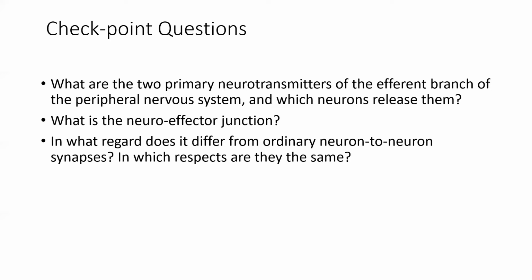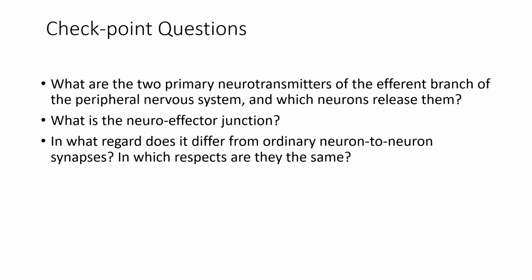And the neurons that release them: the preganglionic neuron releases acetylcholine. In the sympathetic system, the postganglionic neuron releases norepinephrine or epinephrine. Okay, but in the parasympathetic system, both neurons release acetylcholine. In the neuromuscular junction, we also see acetylcholine as well.